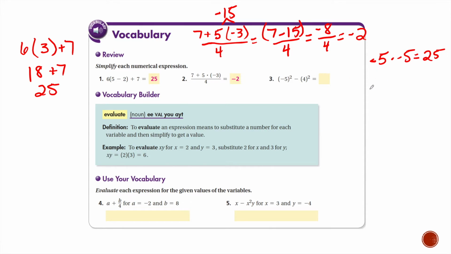Minus 4 times 4, because 4 squared is 4 times 4. That equals 16. So what is 25 minus 16? You should get 9. Let's check our answer. Perfect. But today we're also going to be talking about how to evaluate a problem.